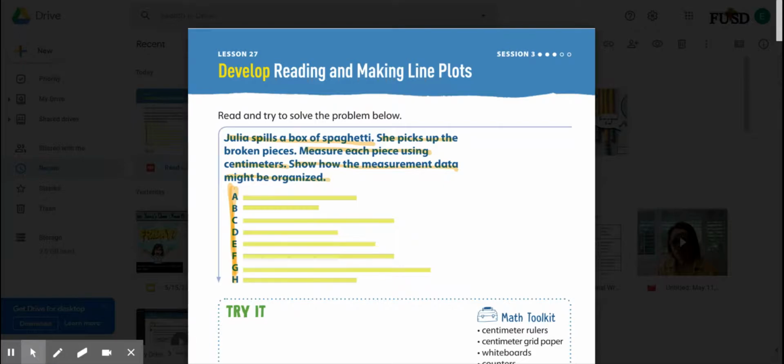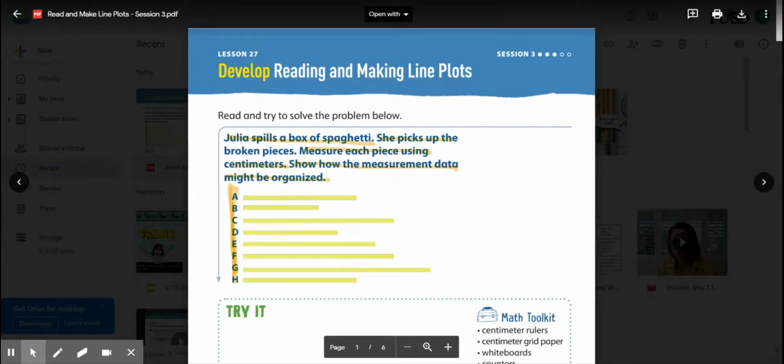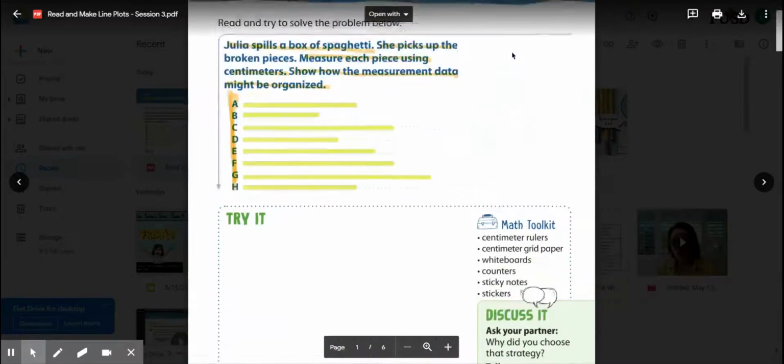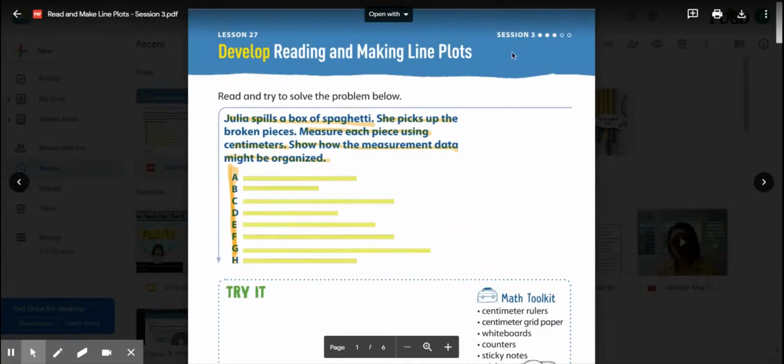Well, we are going to continue working on line plots today. So go ahead and look, we're on session 3. If you want to get your book out, it's a great time to get your book out. I want you to go ahead and turn to page 651, and we are going to start working on a try it problem. We are going to keep reading and making line plots.